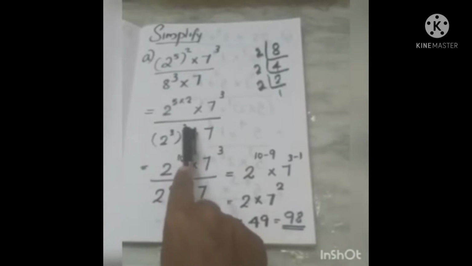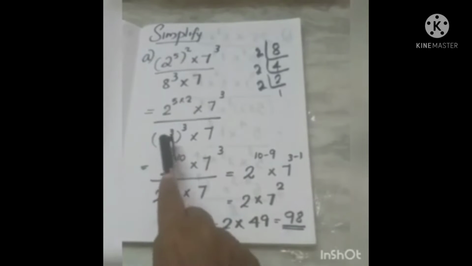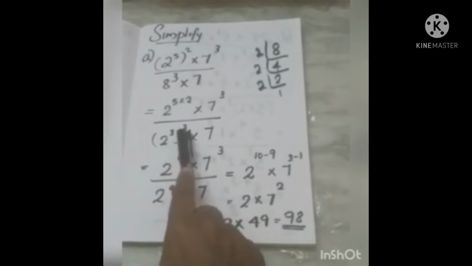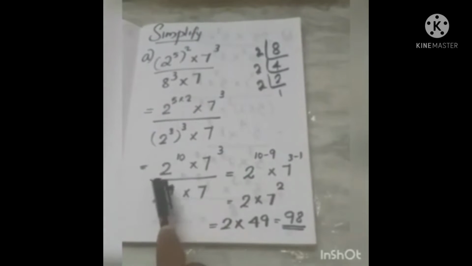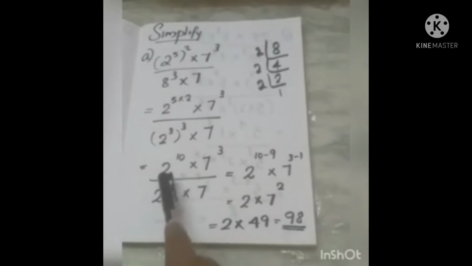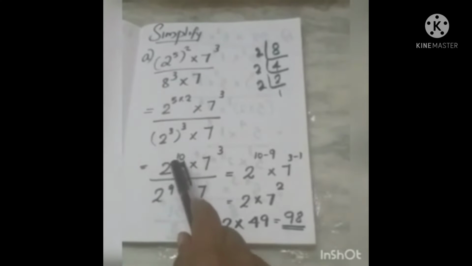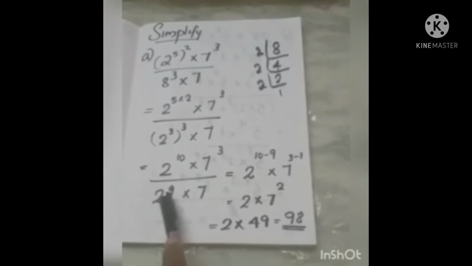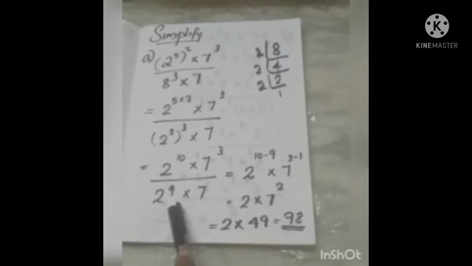Then applying the law there also, we will get 2 raised to 3 into 3. What is 2 raised to 3 into 3? 2 raised to 9. Now we have 2 raised to 10 into 7 cube by 2 raised to 9 into 7. Now we have exponents with the same base, and we are dividing here. So we are applying that law.